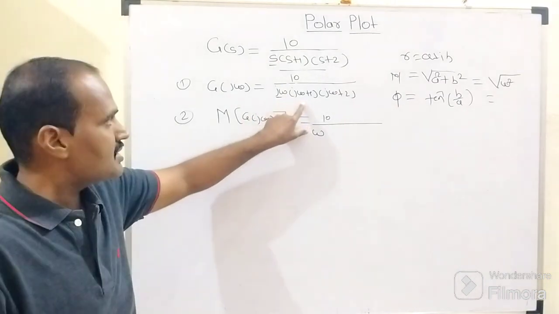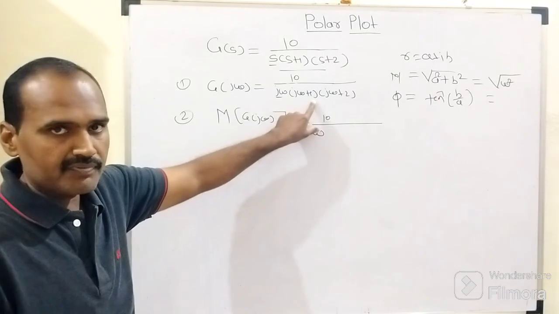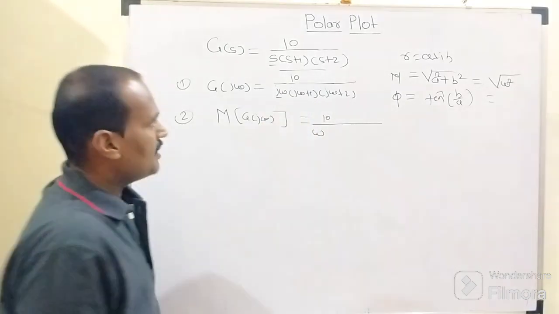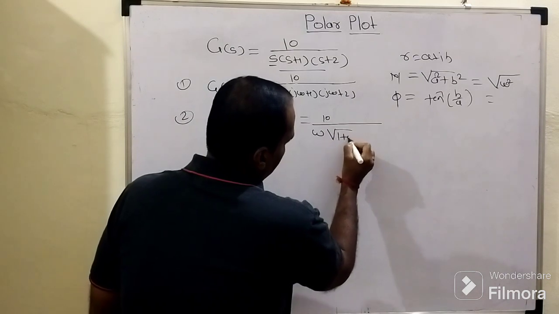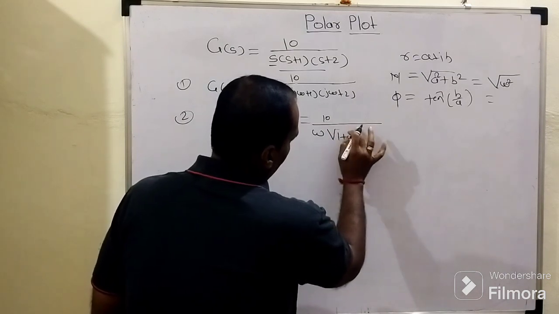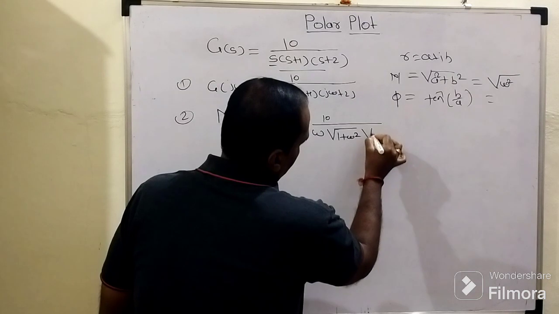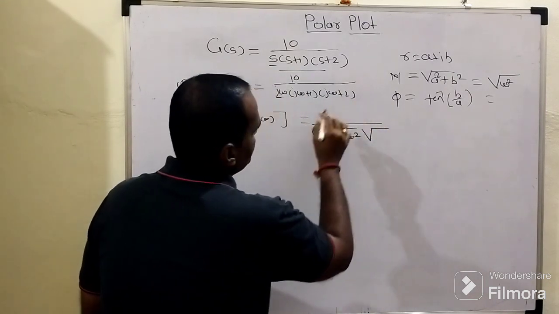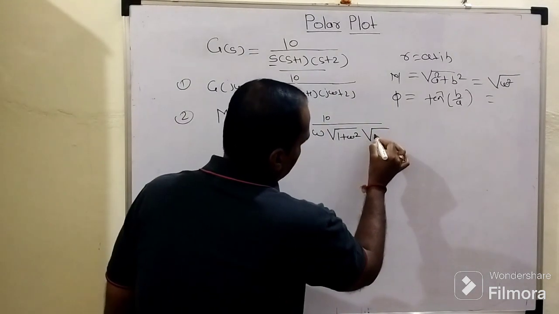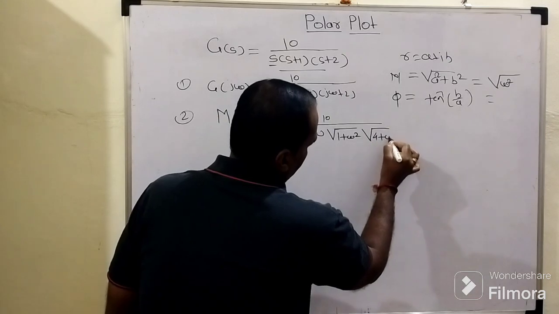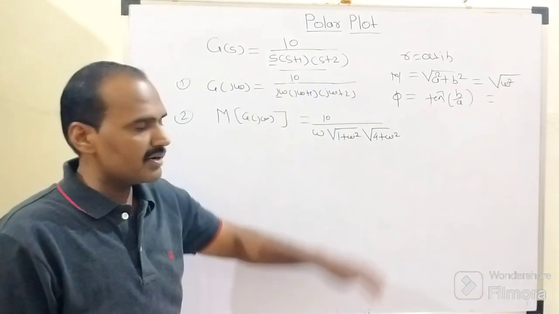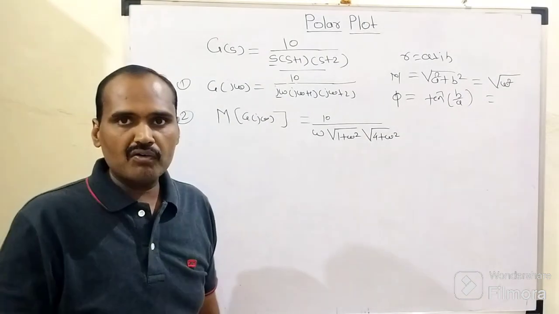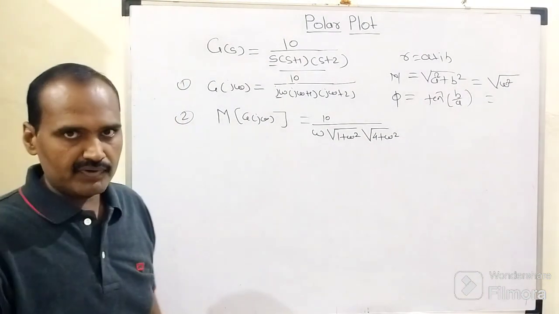Similarly, the next term is nothing but j omega plus 1. Its real part is 1, imaginary part is omega, square root of real part square plus imaginary part square. So it will become square root of 1 plus omega square. The third term is nothing but j omega plus 2. Its real part is 2, so square root of 4 plus omega square, right? So this whole statement will be the magnitude of this open loop transfer function.